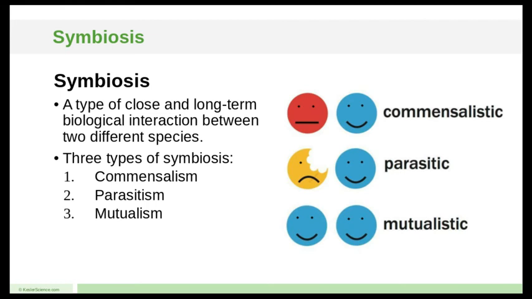The three types of symbiosis that we're going to look at are commensalism, parasitism, and mutualism. And you can see the smiley face helps us kind of understand what's going on. So in a commensalistic relationship, one guy is happy and one guy is not so happy, but he's not hurt. In a parasitic relationship, one guy's happy and the other guy had a bite taken out of him. In mutualistic, everybody wins and both guys are happy.